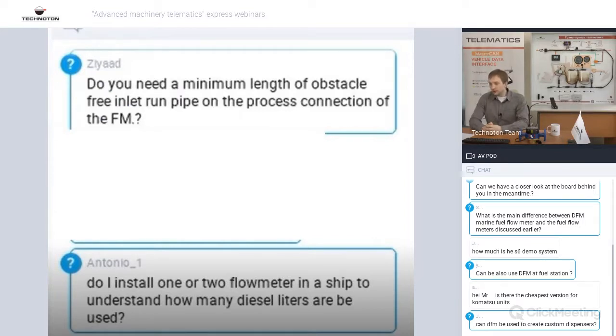Do you need a minimum length of, sorry, I just have some screen here coming out, you can see.